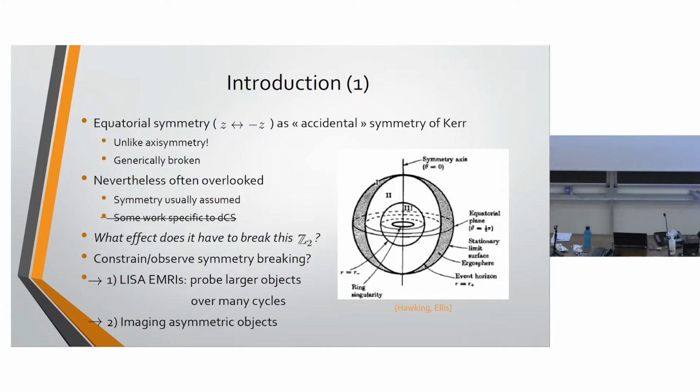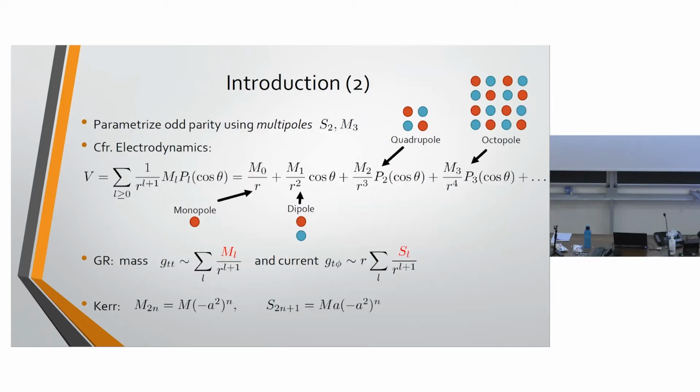This is interesting because it probes the geometry of the larger object over many, many cycles. And so even if you have a small breaking, you might expect that with these EMRIs you accumulate effects over many, many cycles. And so this is why this is an ideal arena for finding effects. Okay, so this is why I'm interested. It's a generic effect, and people have not really looked at it yet.